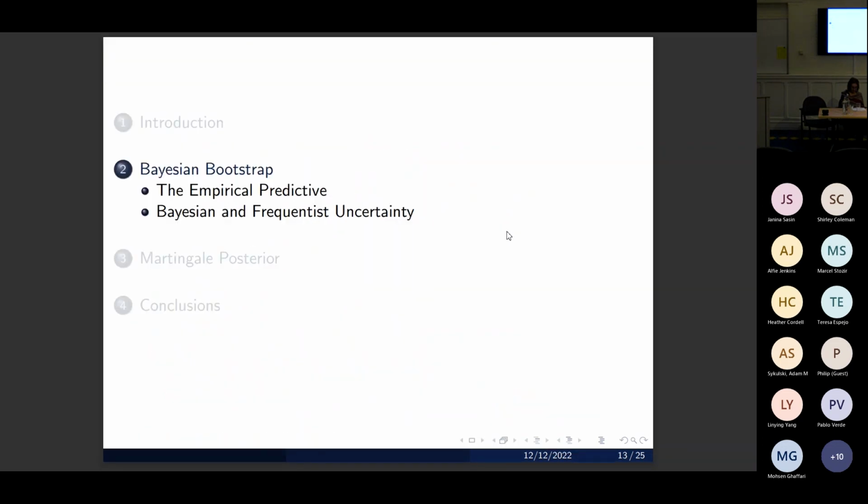So now I'm going to talk a little bit about the Bayesian bootstrap. For those who are unfamiliar, I'm also going to give a little animation to see what it looks like in practice. And then I'm going to use this as kind of a benchmark to compare Bayesian and frequentist uncertainty, which I think sheds light on the different notions of uncertainty that we're interested in these two fields.